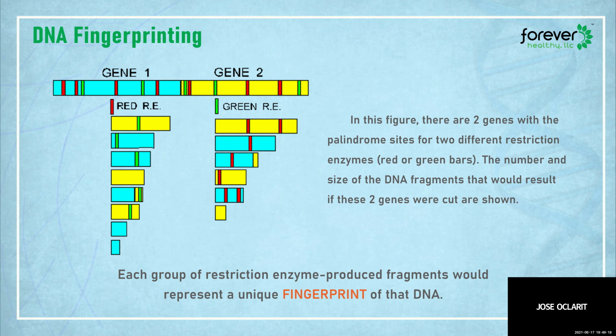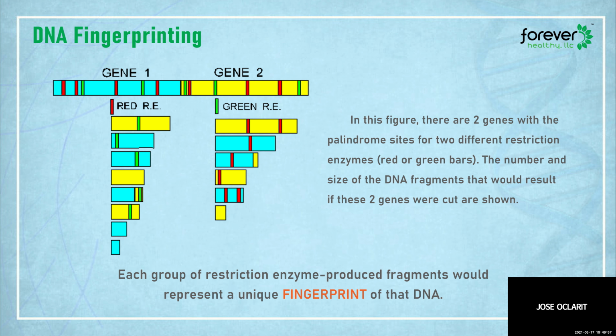So here is an example of a DNA fingerprinting. You have gene 1 and gene 2. The red line represents the cutting site, the restriction site, for enzyme 1. Then the green one is the restriction site for restriction enzyme 2. So look at gene 1 and gene 2, the red restriction enzyme and the green restriction enzyme. Those lines that you can see are the cutting sites.